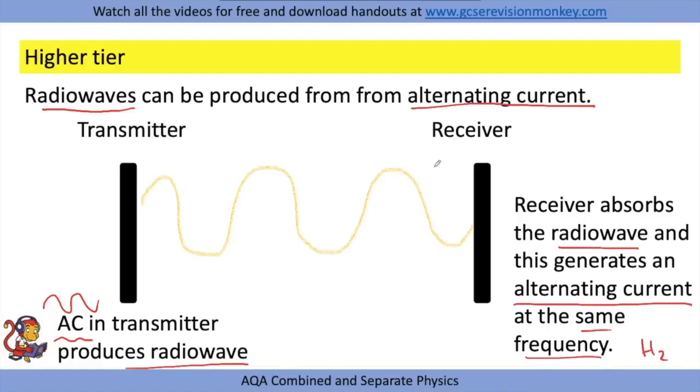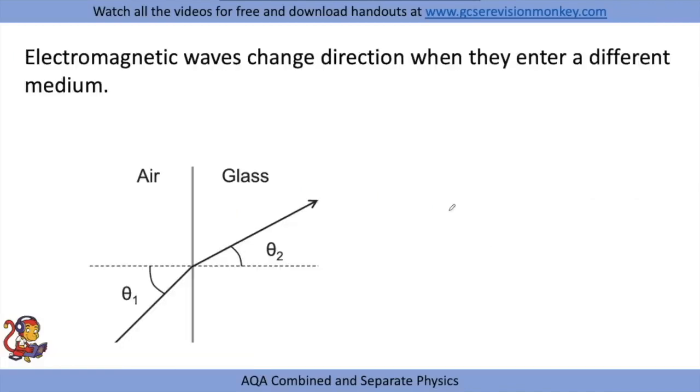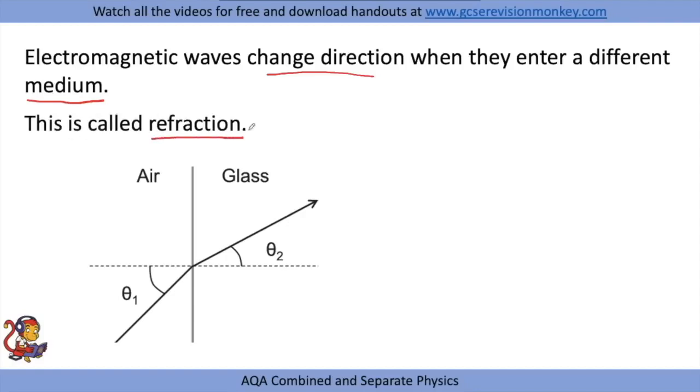So whatever the frequency of the radio wave is, that will produce an alternating current of the same frequency inside the receiver. All electromagnetic waves change direction when they enter a different medium. So you can think of this as a different material. So this is called refraction. So refraction is when waves change direction when they enter a different medium.